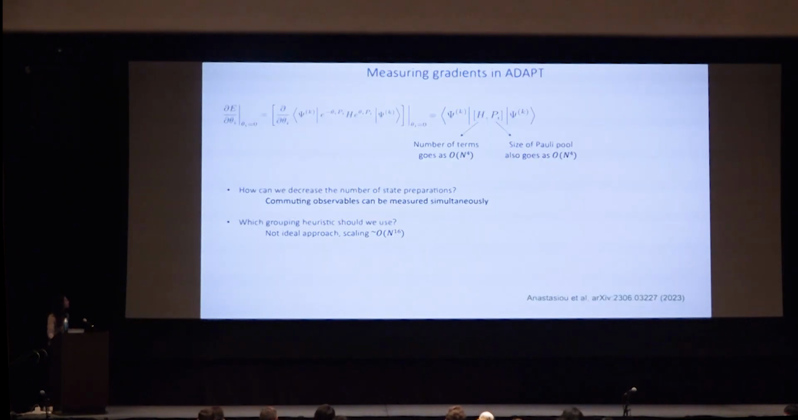So let's look again at this criterion, right? This is the gradient criterion I mentioned. Your Hamiltonian has order n to the 4 terms. Your Pauli pool also goes as order n to the 4. So if you take naive approaches where you group terms that occur from this commutator, you can have a really bad scaling. So the question is, can you do better than that? How would you measure your gradients in a smarter way?